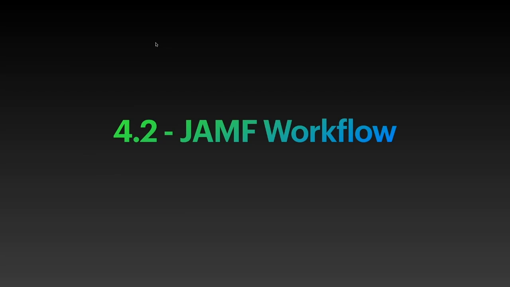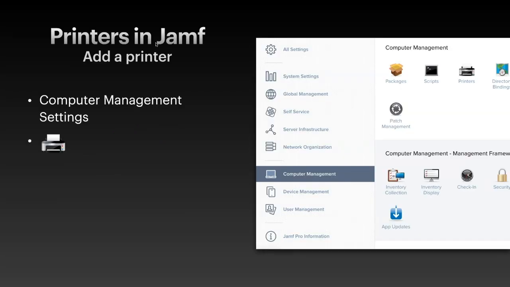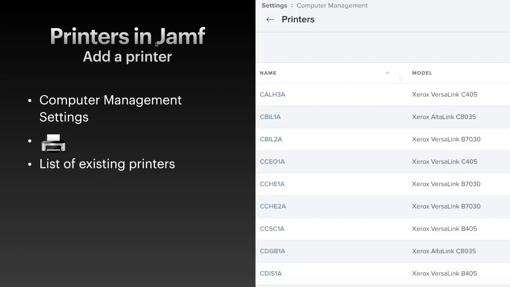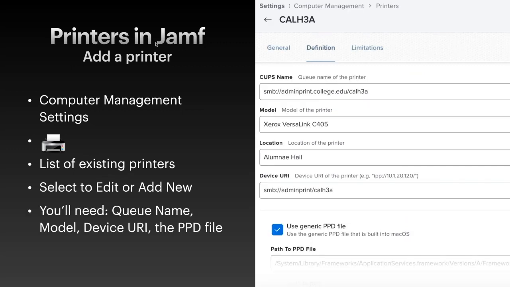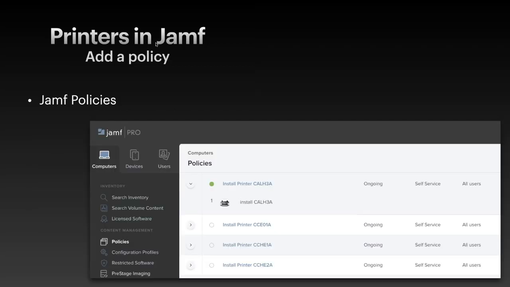So in Jamf Pro, you'll make your way to computer management settings and click the printer icon. You'll get to a list of existing printers, and from there you can select to edit or add new. At this point, you'll be able to adjust the display name and define your category. And in our case, we do categorize by location. Next, you'll need the queue name, model, device URI, and the PPD file. And you add all of this together, and you've added the printer to Jamf.